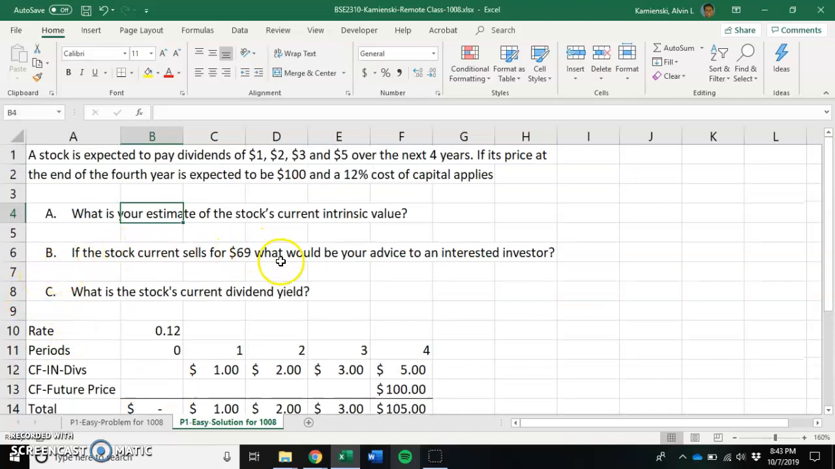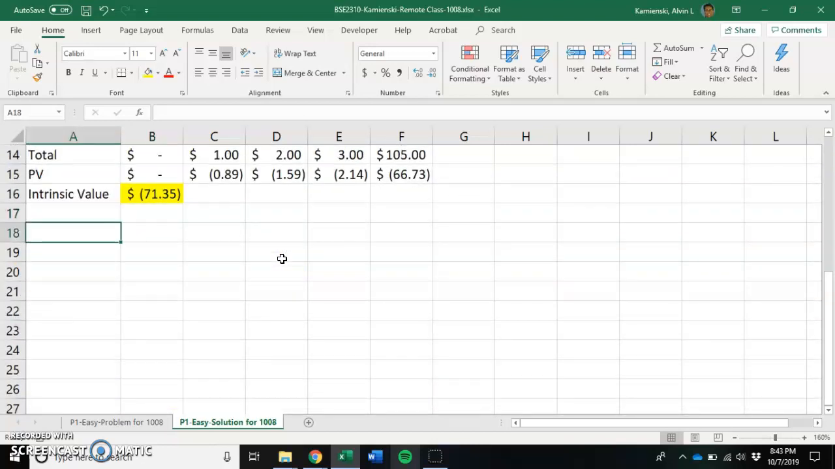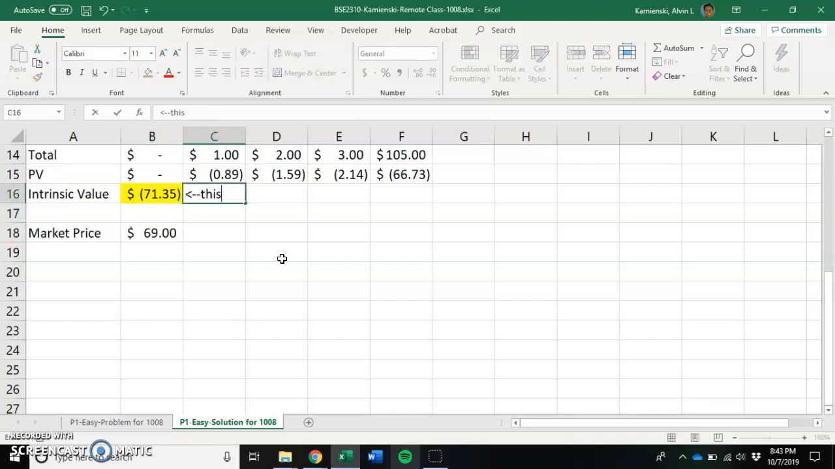Question B then says, if it sells for $69, what would you tell an investor? So if the market price was $69 and the intrinsic value means this is the max amount that we would be willing to pay, well, clearly, if the market is only asking $69 for something you think is worth $71.35, then you would absolutely want to buy it. Buy it because you believe it's at a discount.